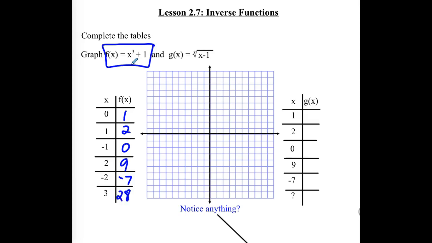Okay, so let's go ahead and plot those points. We have 0, 1; 1, 2; negative 1, 0; 2, 9; and negative 2, negative 7. We won't graph the 3, 28. That's off our graph. All right, so does it resemble that cubic twist that we've had in the past?